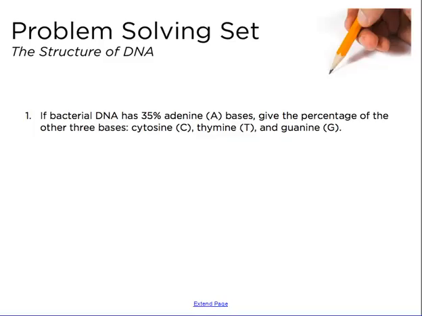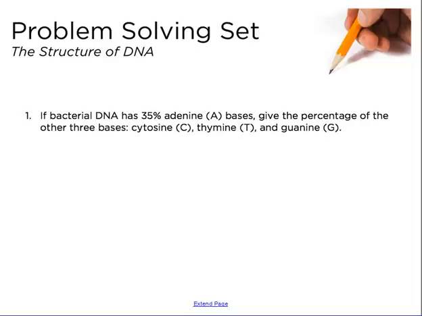Welcome to the problem-solving set for the structure of DNA. Question 1. If bacterial DNA has 35% adenine or A bases, give the percentage of the other three bases, cytosine C, thymine T, and guanine G. To answer this question, we have to remember Chargaff's rules.